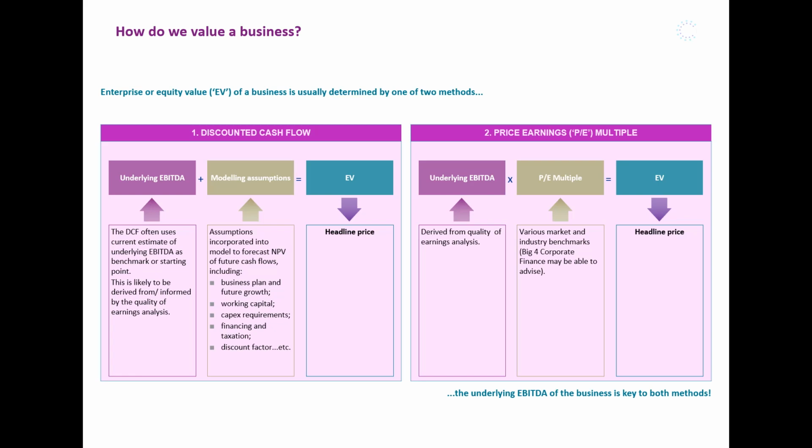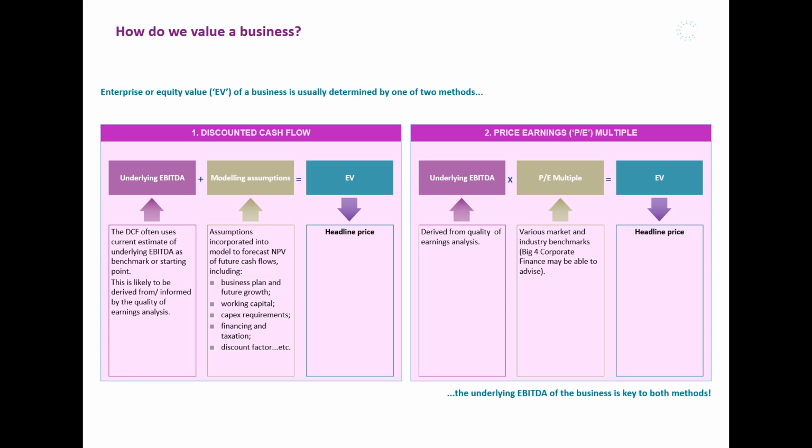And then we get to the EV, or our headline price. We essentially model out all of our future cash flows, discount them back, and the present value of those cash flows is our enterprise value. Now that's one way of valuing a business. However, the more common way that companies value a business is typically with the second method, and this is the price earnings or PE multiple.